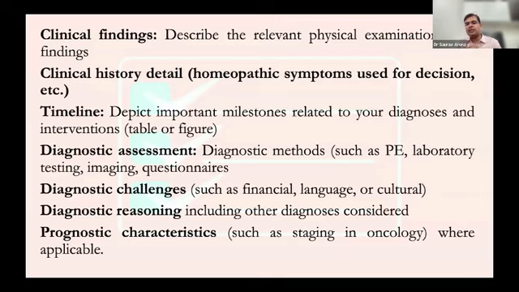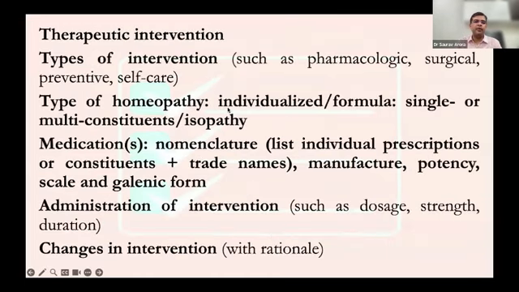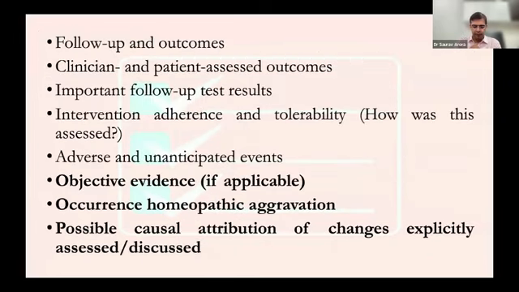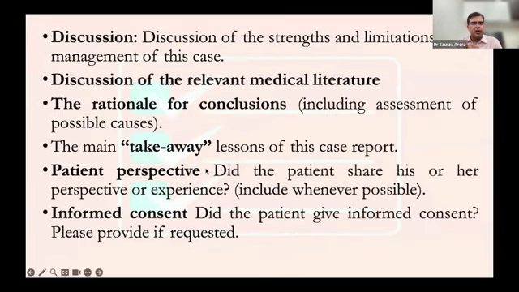What was the prognostic characteristic? Did your medicine take care of the recurrent allergies or the recurrences? Yes, we do that, but we need to write that on paper. Now, the therapeutic interventions, the type of interventions, the type of homeopathy, the nomenclature, we have all discussed. So I'm skipping these quickly. I think all these things are done.